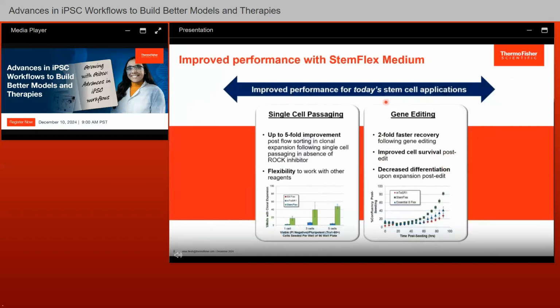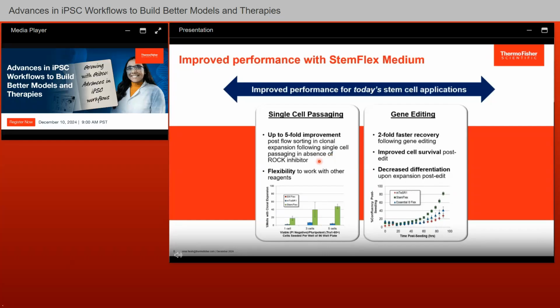And in fact, we've even done some direct comparisons of StemFlex media with other media systems, where we consistently see a benefit to the culture of our cells in StemFlex media specifically over other medias. Again, specifically when it relates to very challenging workflows, in single cell passaging workflows, we see up to a 5-fold improvement in clonal expansion after single cell passaging or sorting. And this is even in the absence of a ROCK inhibitor.